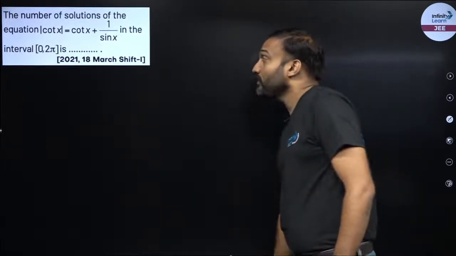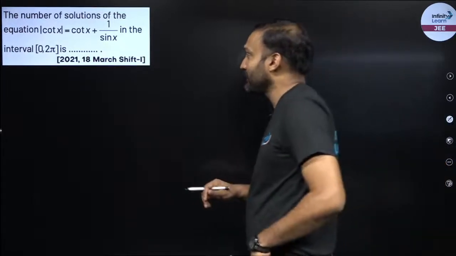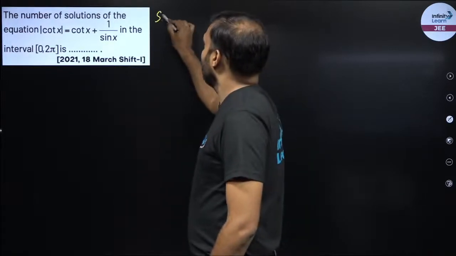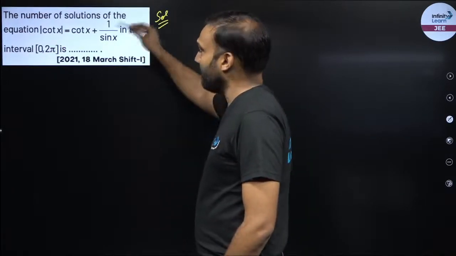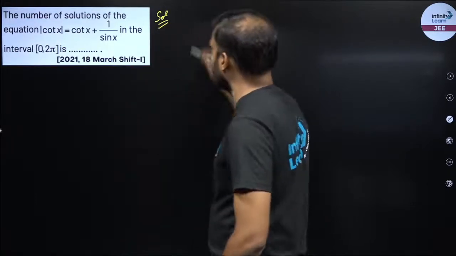Number of solutions of the equation modulus of cot x is equal to cot x plus 1 upon sin x, right? So 1 upon sin x is basically cosec x, right? So if you want to write this as cosec x, it's okay. If you want to leave it at 1 by sin x, leave it as 1 by sin x.